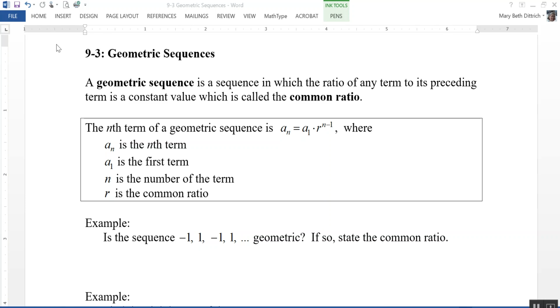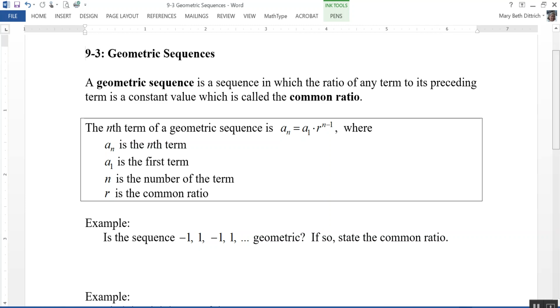Section 9.3 is on geometric sequences. A geometric sequence is a sequence in which the ratio of any term to its preceding term is a constant value, which is called the common ratio. So the nth term of a geometric sequence is a sub n equals a sub 1 times r raised to the power of n minus 1, where a sub n is the nth term, a sub 1 is the first term, n is the number of the term, and r is the common ratio.